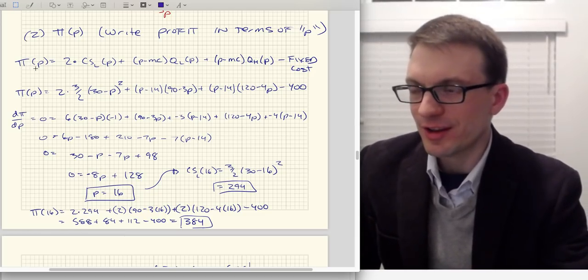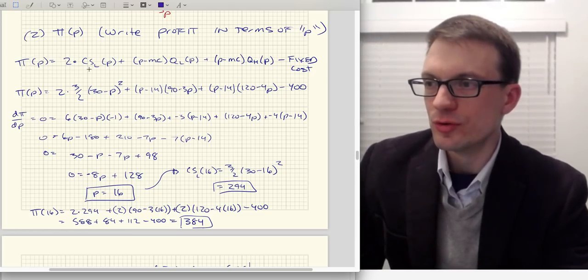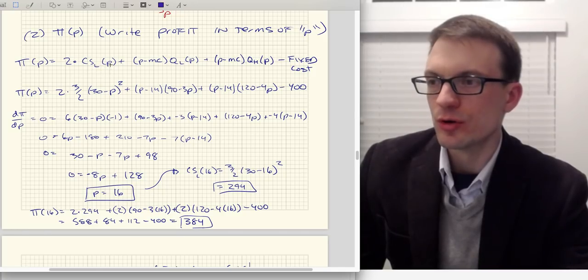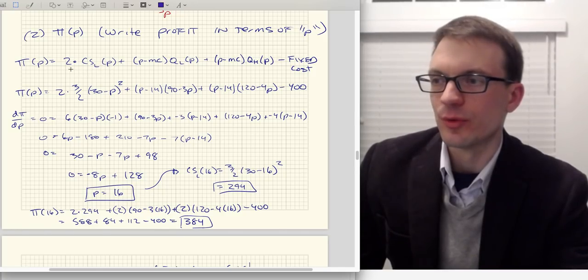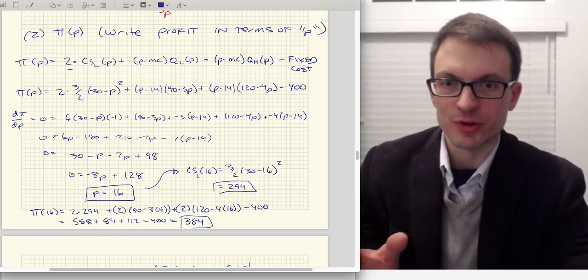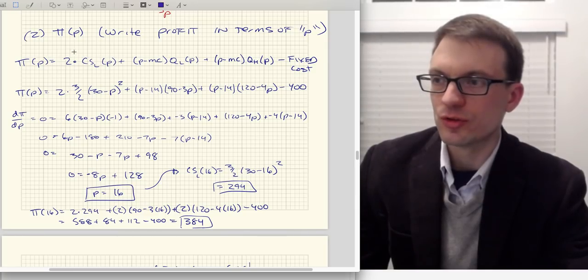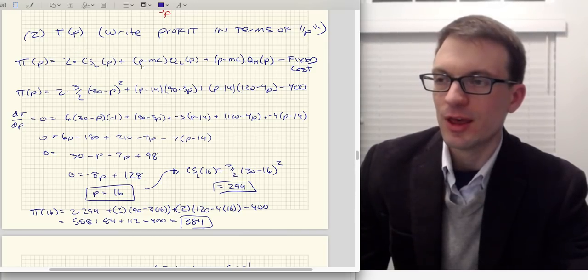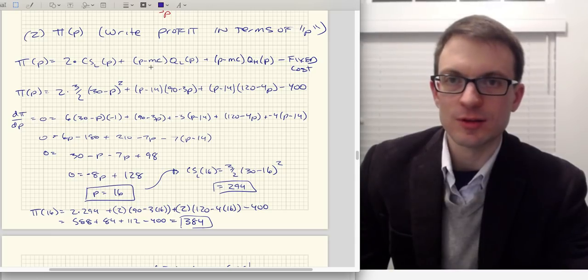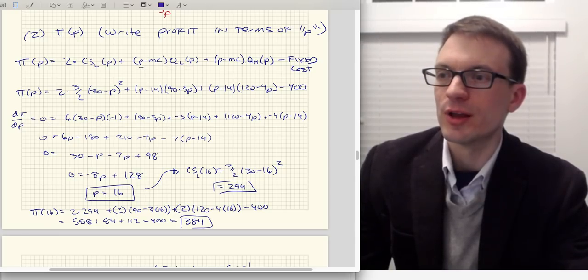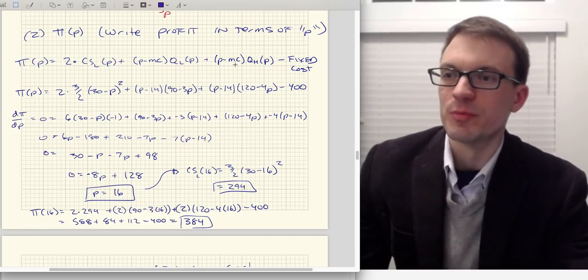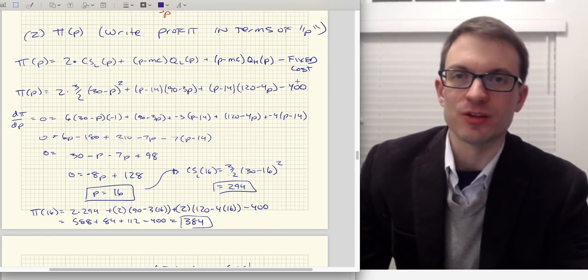So profit as a function of price is going to be 2 times consumer surplus of my low group as a function of price. Why 2? Because I'm going to be able to sell to both my low and high demanders. This is my tariff right here, the fixed portion. I'm going to get 2 times that entry fee. And then P minus MC is my per unit profit, the markup times the low demand, and then here's markup times the high demand, minus fixed cost.